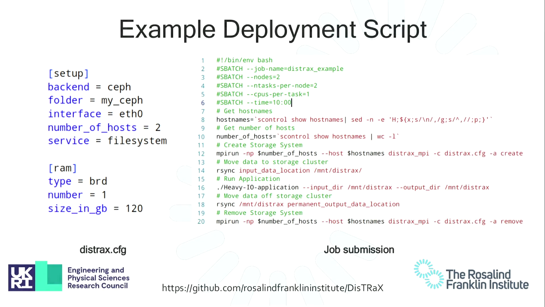And how it's set up is that you put it inside a job script, set the host names, number of hosts. You then deploy DisTRaC. You copy your data over to your mounted area. You run your heavy I/O application.